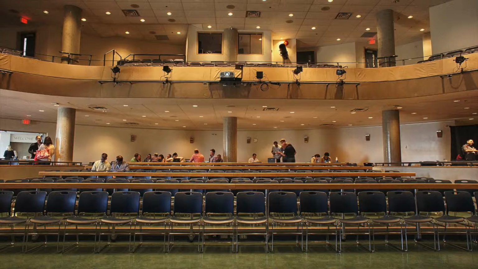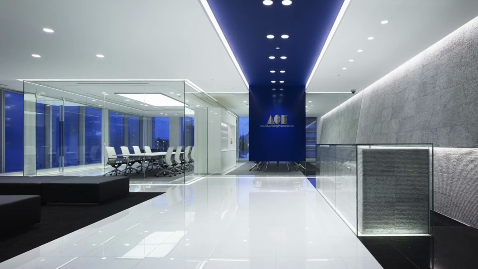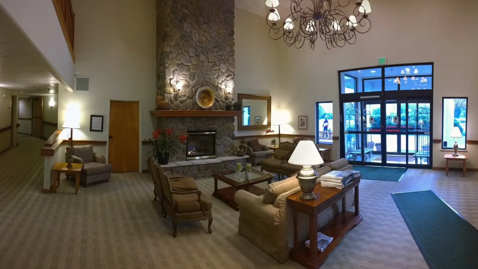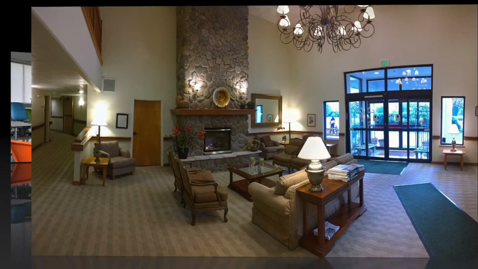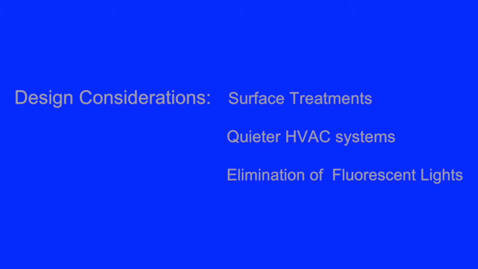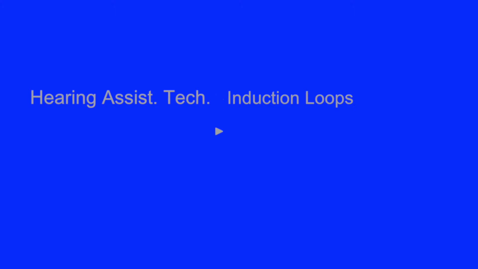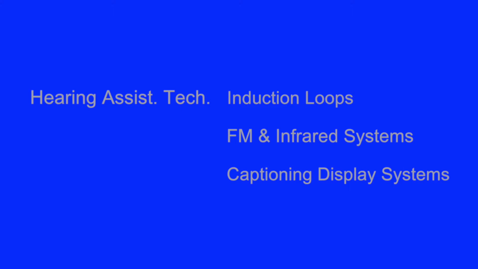Acoustics. Designs that reduce the effects of ambient noise and reverberation improve sound quality for people who are hard of hearing. Design elements to be considered to enhance sound absorption and reduce reverberation include surface treatments, quieter HVAC systems, and the elimination of fluorescent lights. Aside from visual alerting systems, hearing assistance technology includes induction loops, FM and infrared systems, and captioning and display systems.